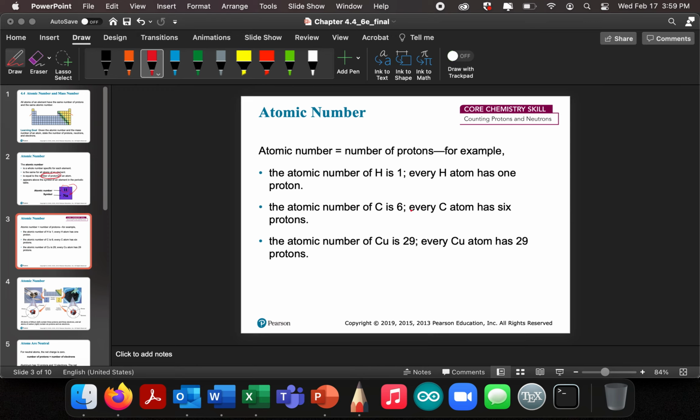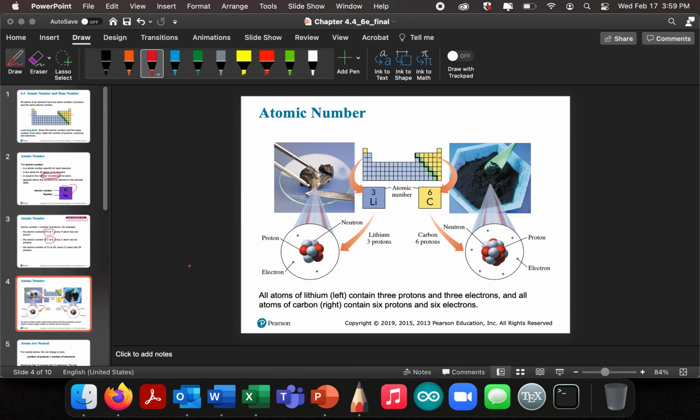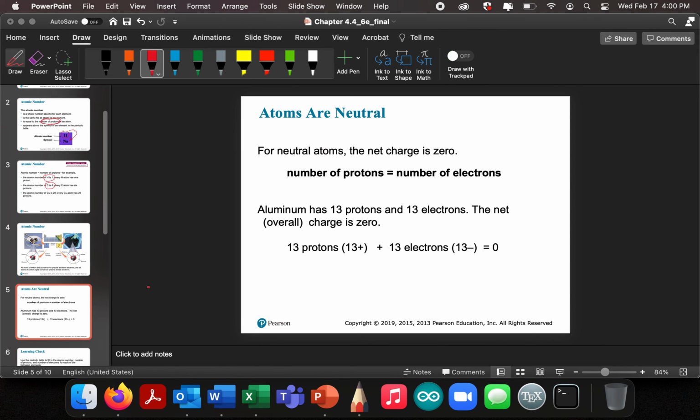So the atomic number is equal to the number of protons, as we said. As I said in a previous slide, the atomic number of hydrogen is 1. Every hydrogen atom has 1 proton. Atomic number of carbon is 6. Every carbon atom has 6 protons. I think you get the idea. This is really repetitive, so I'm just going to skip this slide.